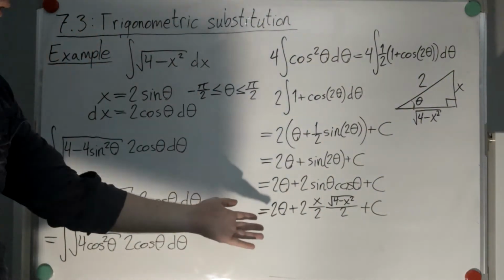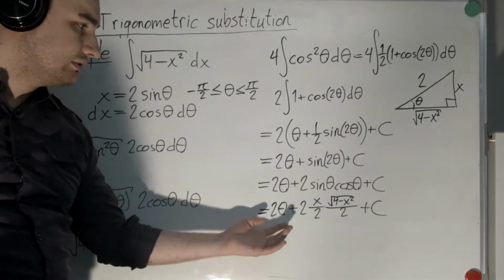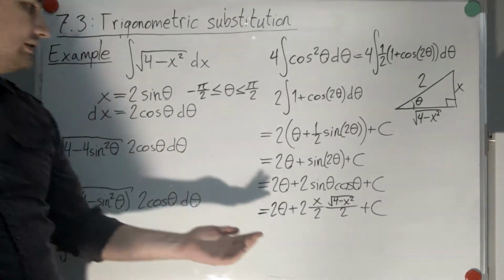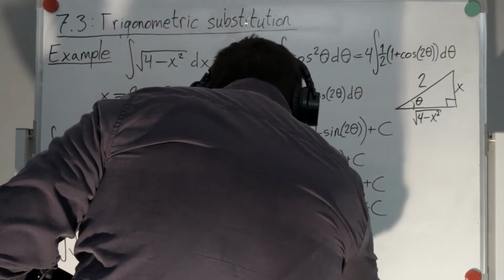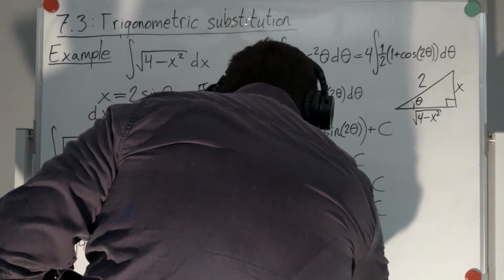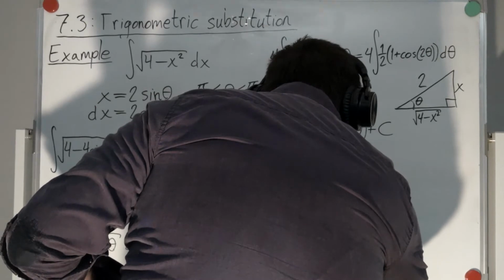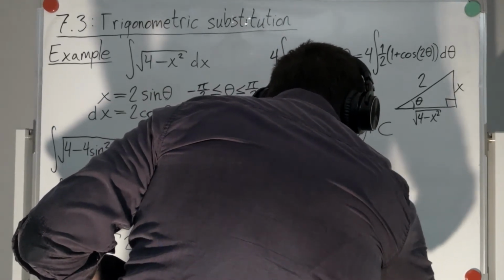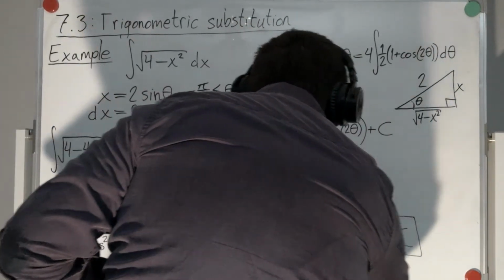In this case, there's really nothing you can do in order to write this as something nice in terms of x. The only thing you can do here is say x over 2 equals sine theta, so therefore theta is going to be arc sine of x over 2. So this is 2 arc sine of x over 2 plus x times square root of 4 minus x squared divided by 2 plus c, and that is our indefinite integral.